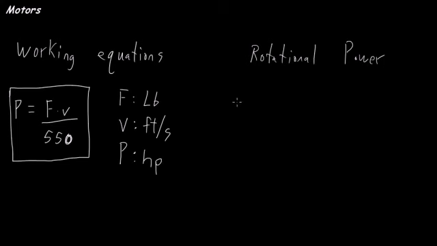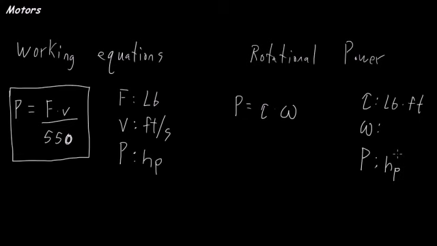So here we've got power is equal to torque times angular velocity. Torque is measured in pound-feet, and angular velocity, in this standard equation, is measured in radians per second, and it would give us power in foot-pounds per second. But if I want power to be in horsepower, it's usually more convenient to talk about angular velocity in terms of RPM, revolutions per minute.